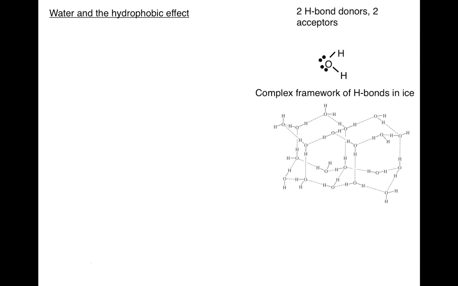Just to remind you, water has two protons that can form hydrogen bonds, acting as donors, and two lone pairs of electrons that act as acceptors, and these potentially can form up to 4 hydrogen bonds. In fact, in solid ice, you do see these networks of hydrogen bonds formed by this kind of interaction.